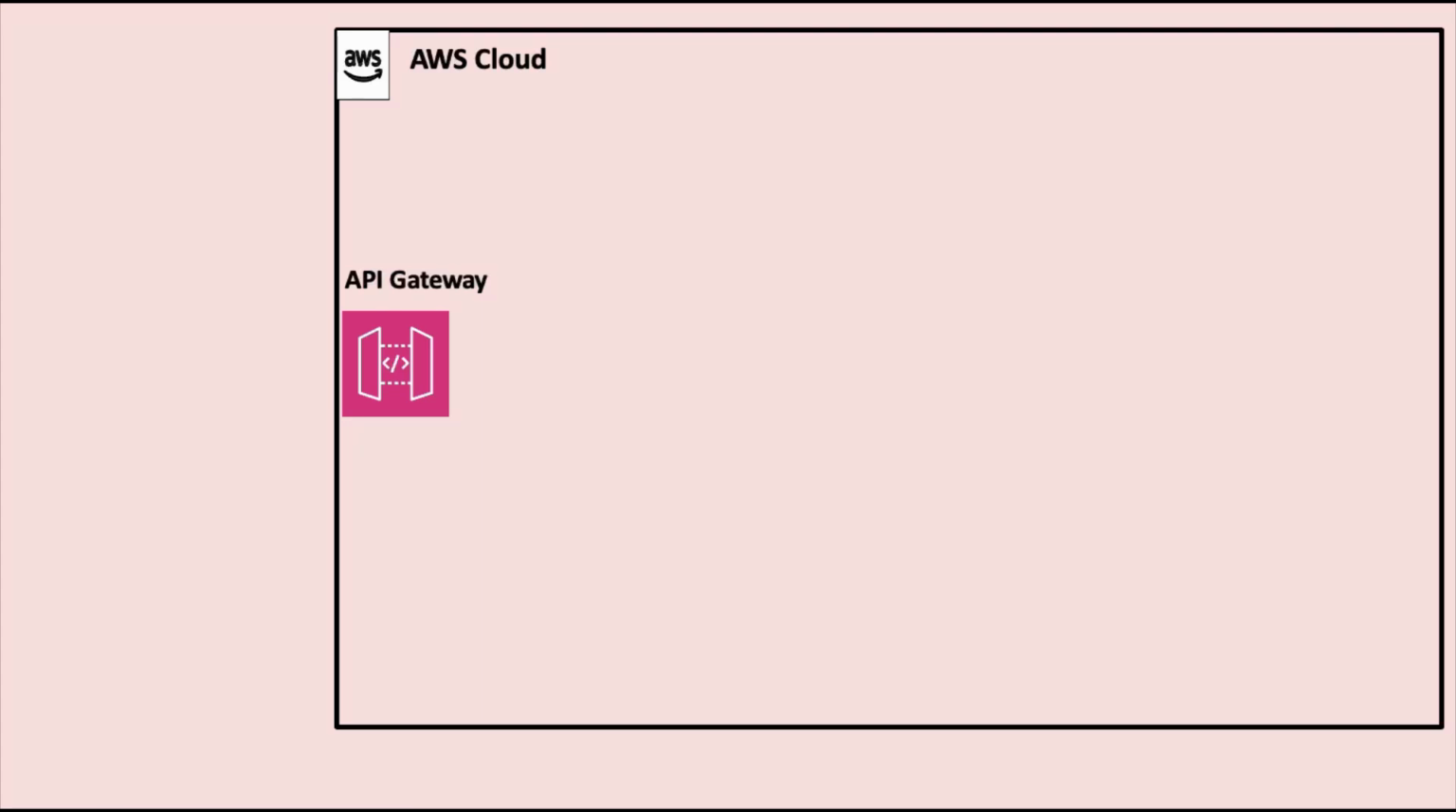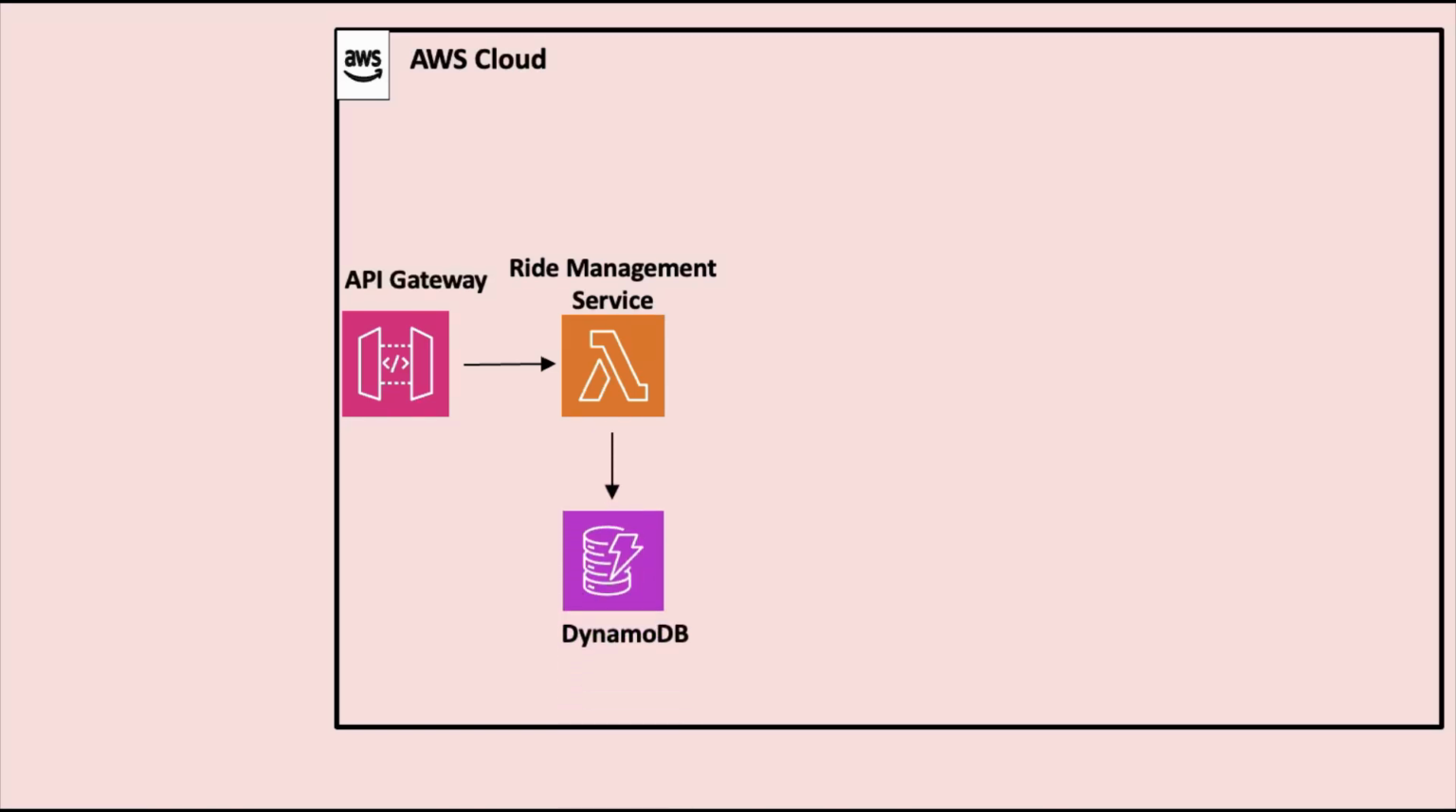So we have the AWS Cloud and we are implementing one API Gateway to front-end the customer traffic. Then we have a ride management Lambda, which does the actual processing of the request. It uses DynamoDB as a backend store, and then the Lambda sends the messages to an SNS topic.